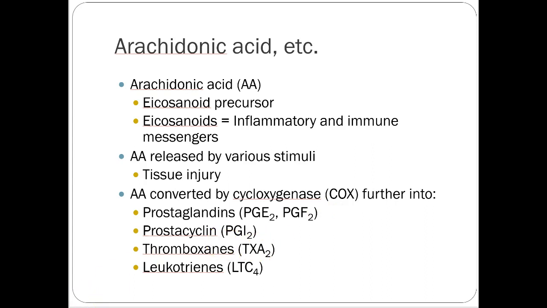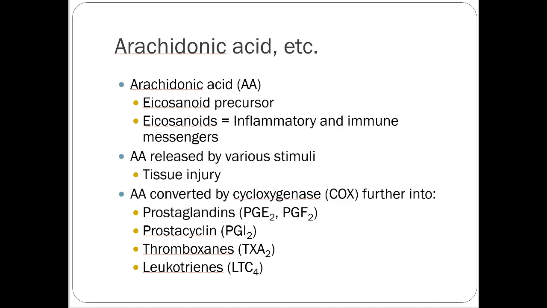We talked about arachidonic acid briefly last fall, and today we'll go through it in a little more detail. Arachidonic acid is an eicosanoid precursor. Eicosanoids are inflammatory and immune messengers, and arachidonic acid is released by a variety of stimuli. Most commonly, tissue injury causes a release of arachidonic acid, and then you get upregulation of production and release of eicosanoids, which gives you inflammation, which can be a source of pain in some patients.